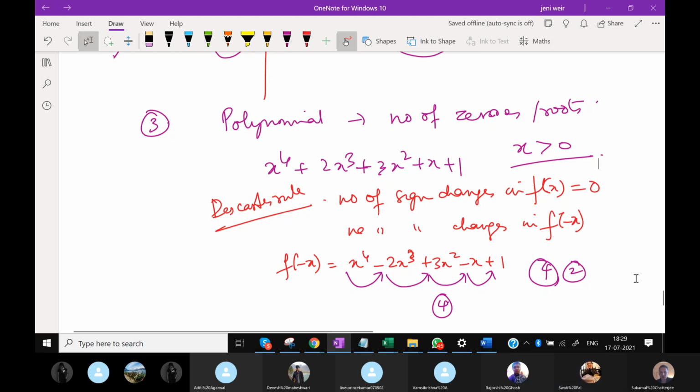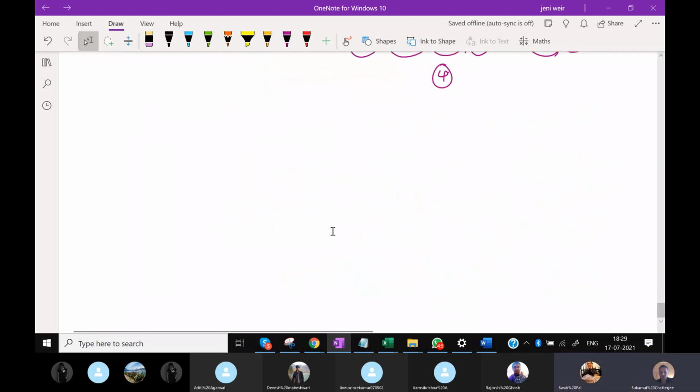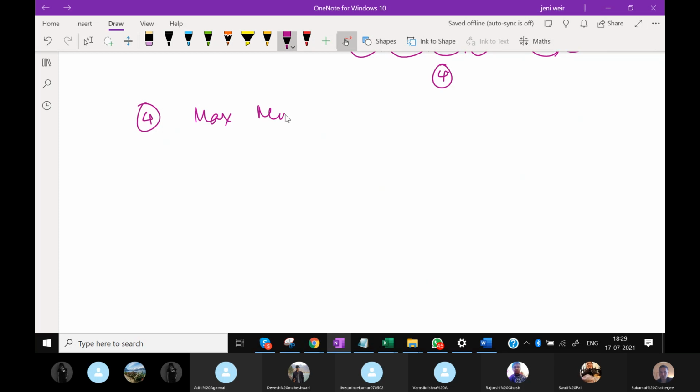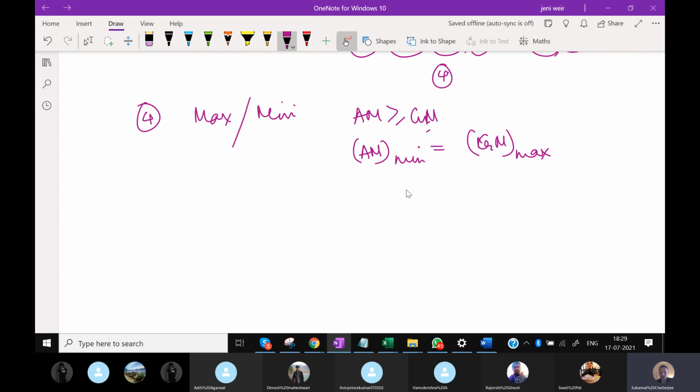Okay. The next one is maxima and minima. Now, one of the ways of finding maxima and minima is arithmetic mean greater than or equal to geometric mean, where the minimum of the arithmetic mean will be equal to the maximum of the geometric mean, and this will happen when all values are equal.